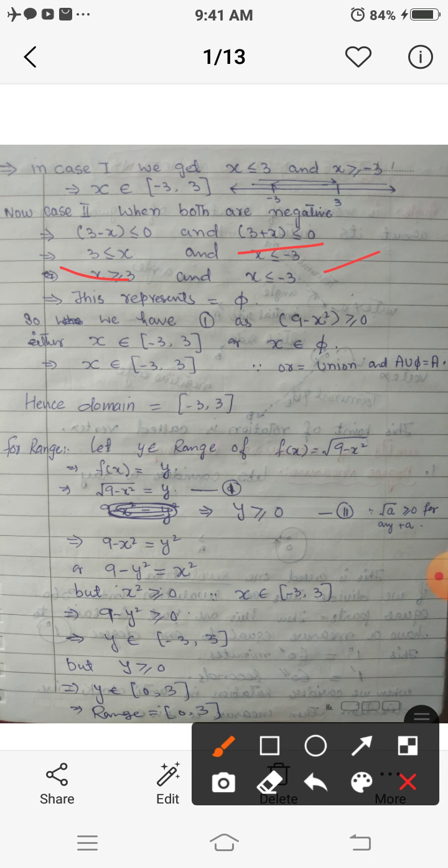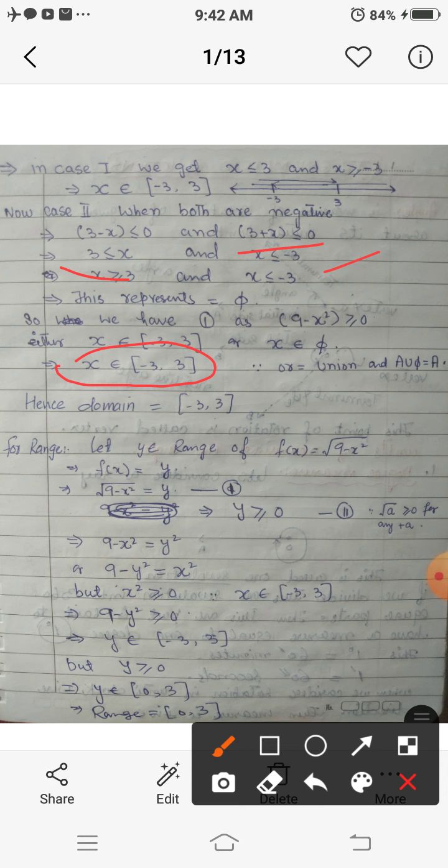Hence we have to consider only the case first, where x is greater or equals to minus 3 and x is less or equals to 3. This simply means the closed interval minus 3 and plus 3. So this is the required domain. In this domain, if we consider x from minus 3 to 3, this root of 9 minus x square is defined. Now what about range?